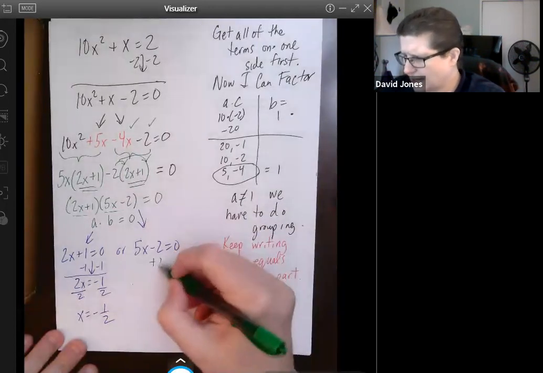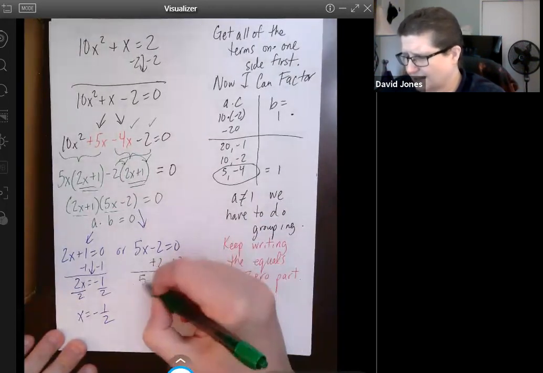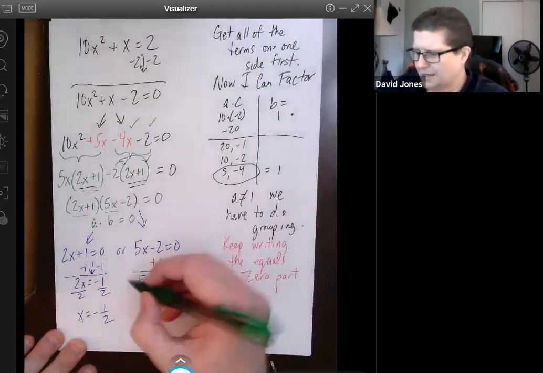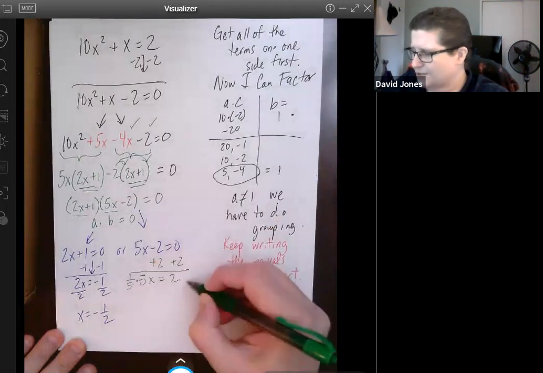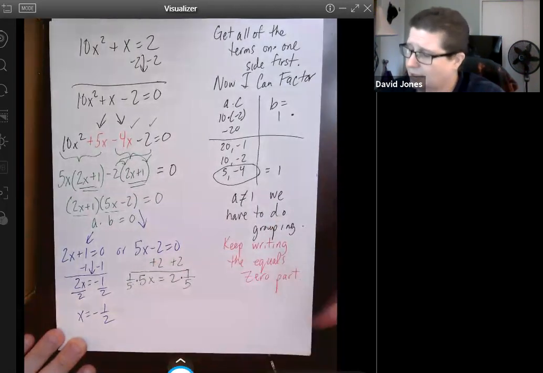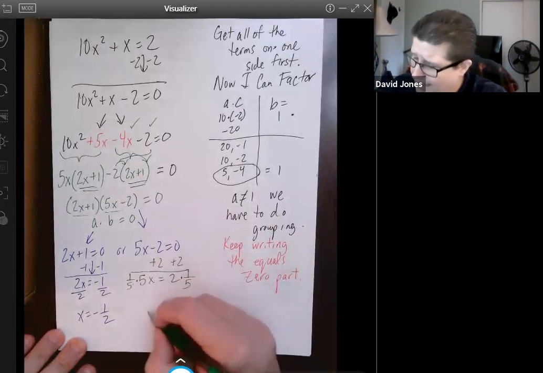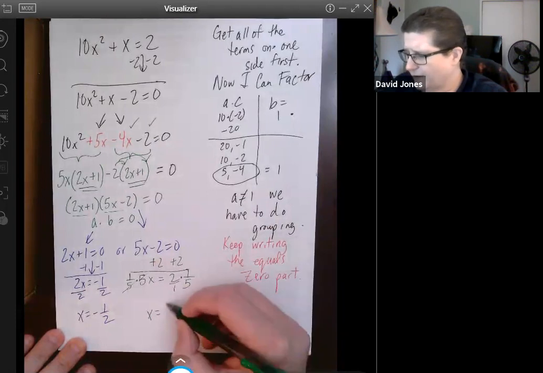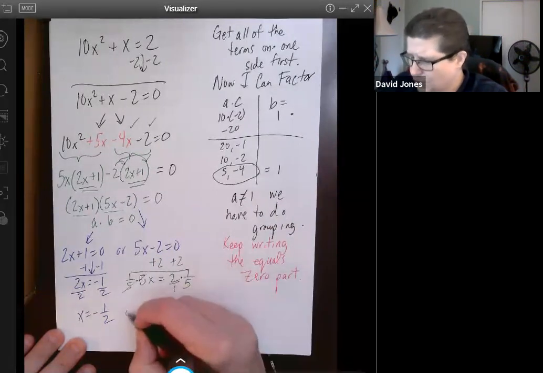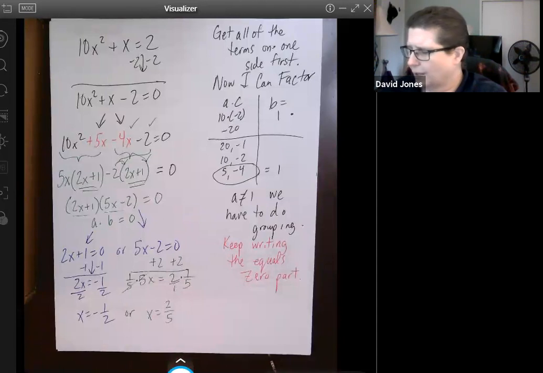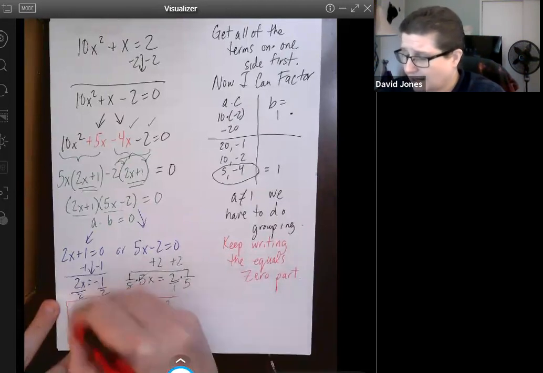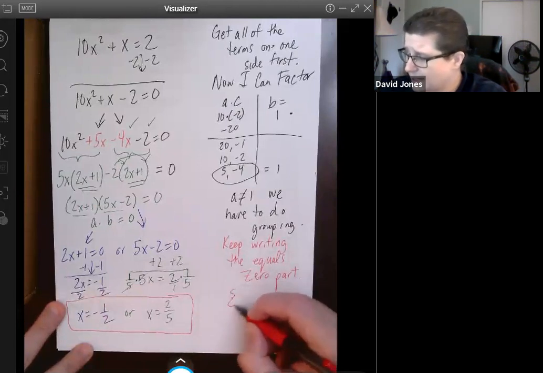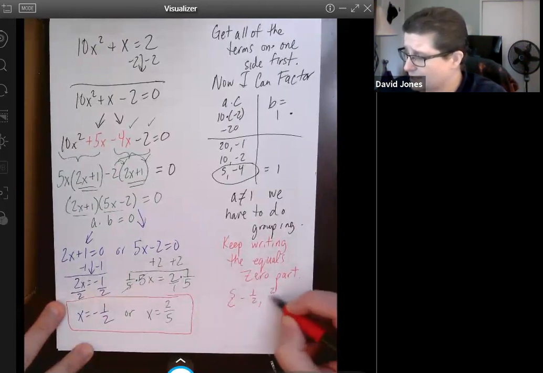If I do this one, I'll add 2 to both sides, and I get 5x equals 2. Rather than dividing by 5, I'm going to do the same operation. I'll multiply by 1/5, just to remind you that this is a valid choice. And I'm left with x equals 2 over 1 times 1/5, which is 2/5. So x equals negative 1/2 or x equals 2/5. Either of those solutions work. My solution set is negative 1/2 and 2/5.